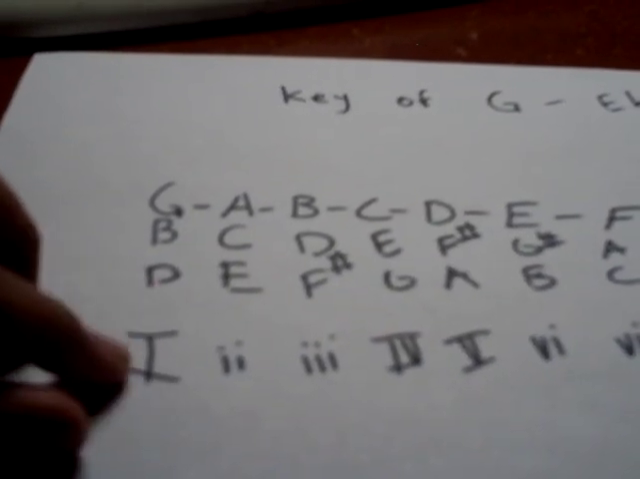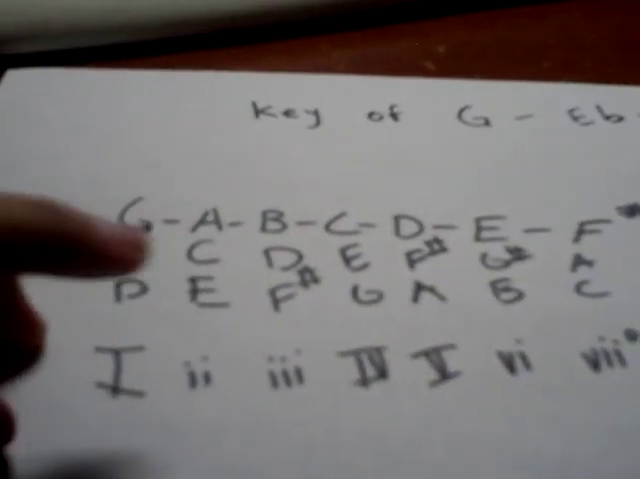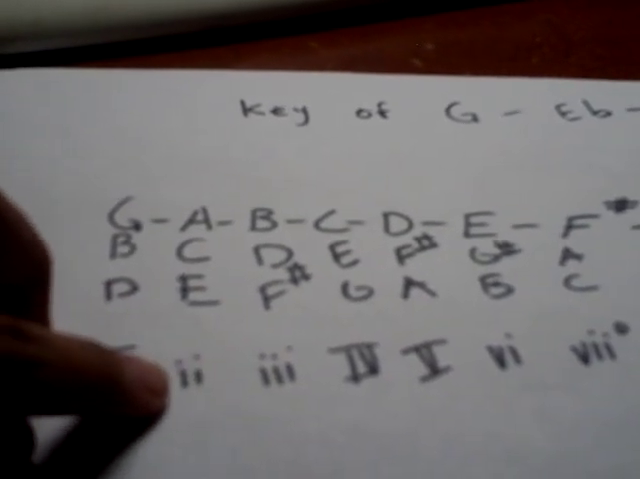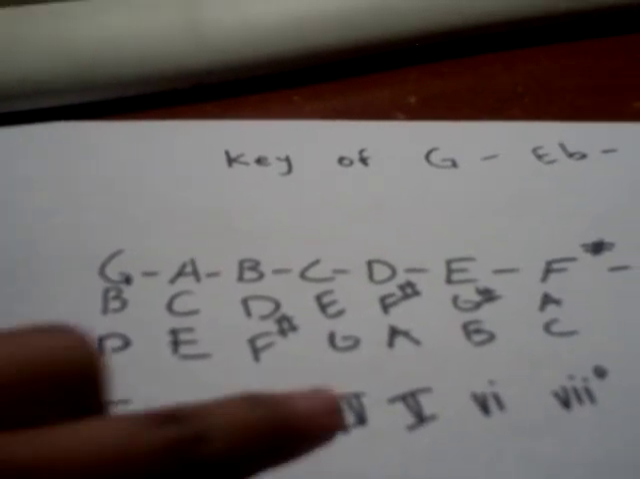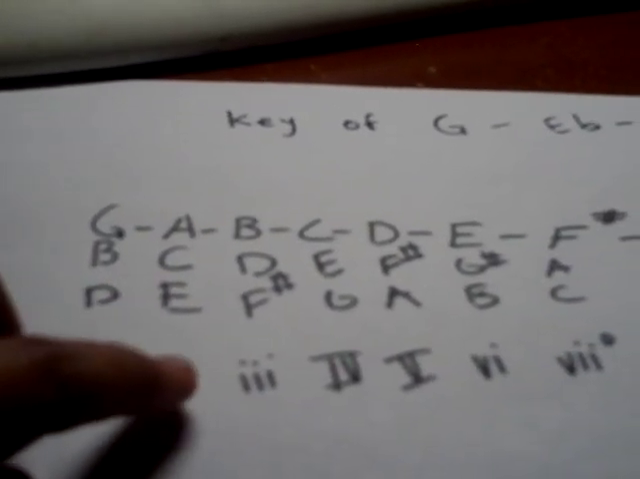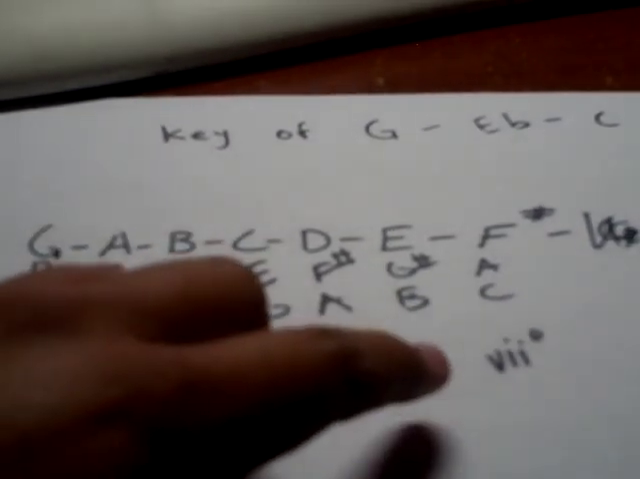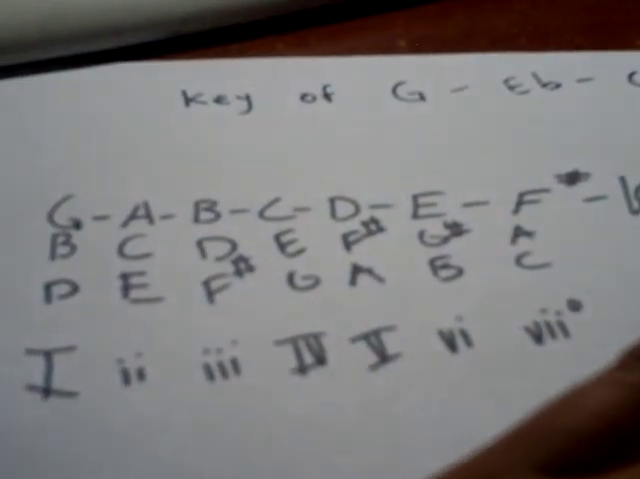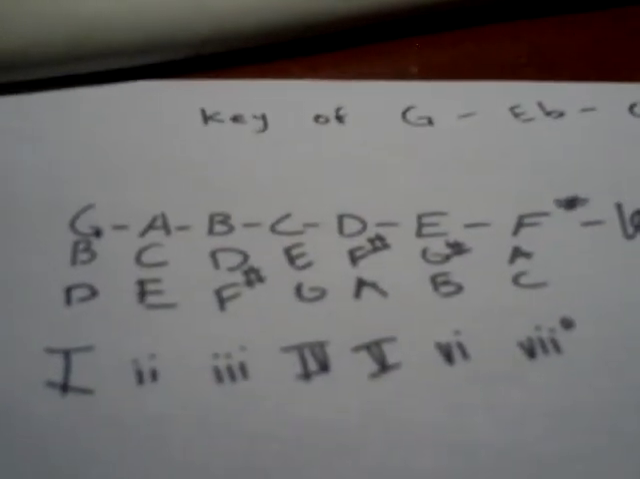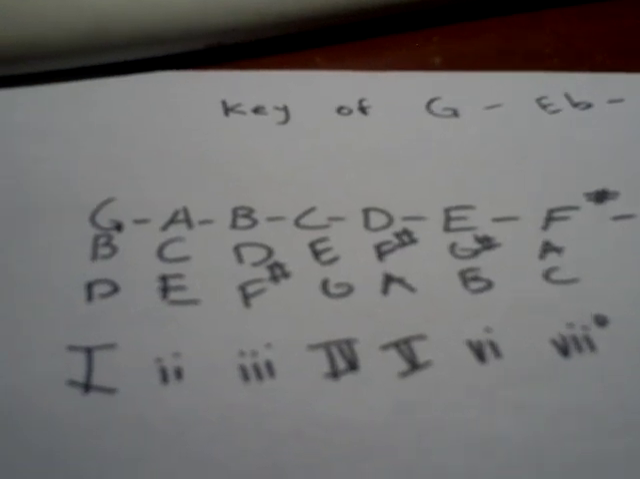Right here, these are Roman numerals. Capitals, the big ones, mean they're major. The small ones, see 2 and 3 are small, that means they're minor. It always goes major, minor, minor, major, major, minor, and then this ugly one, don't even worry about that. Major, minor, minor, major, major, minor. Know that pattern. This pattern is completely ubiquitous in every major key. E flat, C, whatever, it'll always be this exact pattern. Major, minor, minor, major, major, minor.